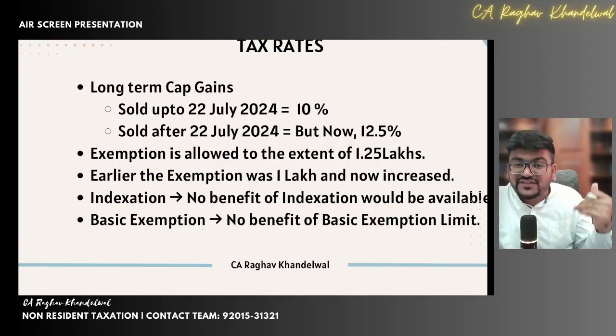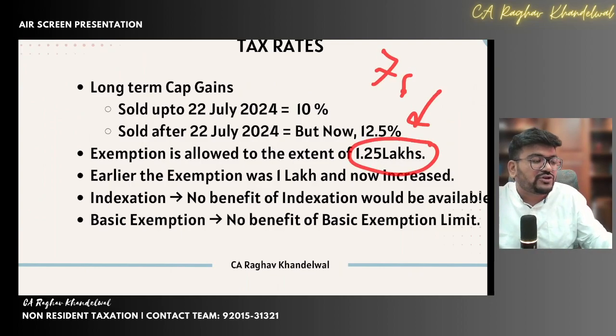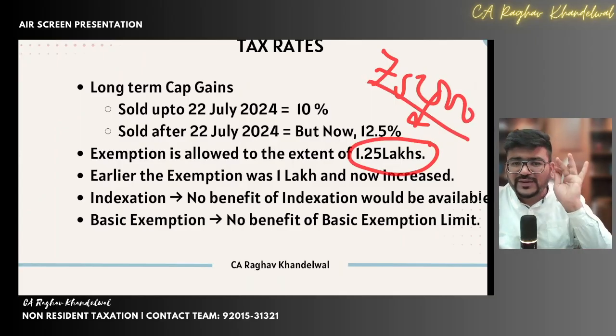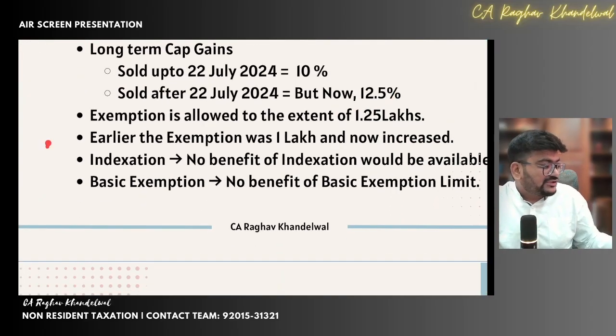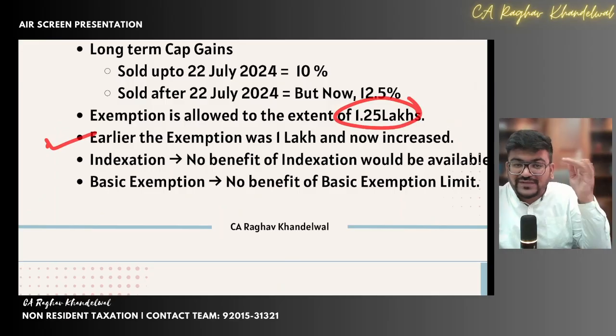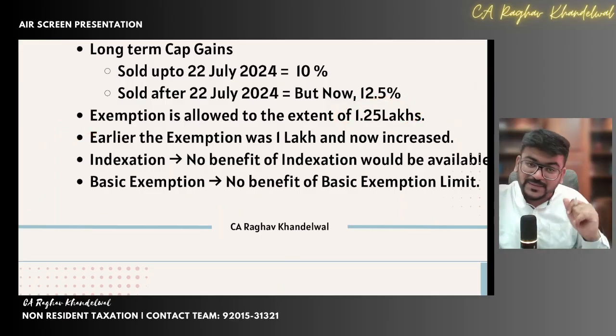However, when the income exceeds 1.25 lakh rupees, then on that excess portion you have to pay taxes, and the rate would be 12.5%. For example, if the long-term capital gain is 2 lakh rupees, then exemption is there for 1.25 lakh rupees, and for the balance 75,000 rupees, you have to pay taxes at the rate of 12.5%. Also, make sure you note that this limit of 1.25 lakh rupees was earlier 1 lakh rupees. Now it has been increased after the amendment.